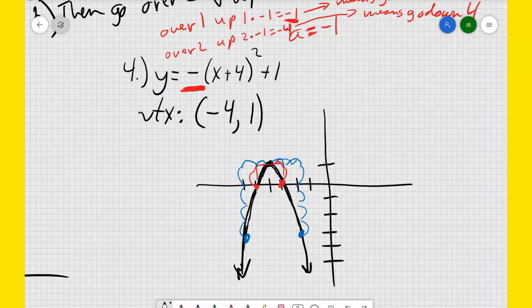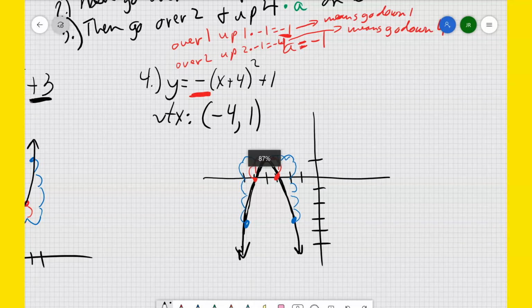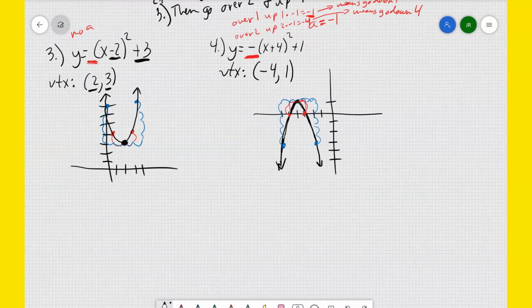I know it's probably a little confusing, but maybe you're getting sort of the idea. Maybe when we do about 3 more examples, you will have the idea.